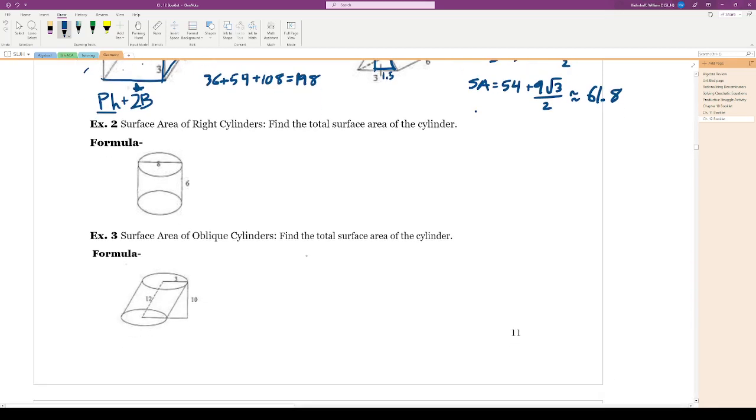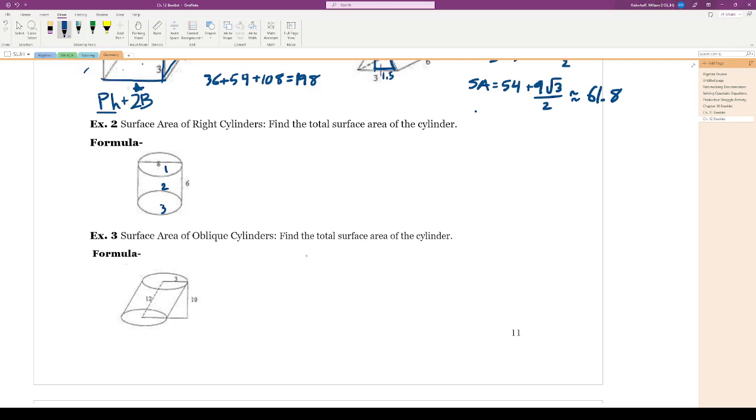All right, so surface area of a right cylinder. We need, again, to add up all the faces. Here there's 3 total faces: top, lateral, and bottom. And our top and bottom are the same. So we end up with the same formula, perimeter times height plus 2 of the bases. But again, I think of it as just adding them up.